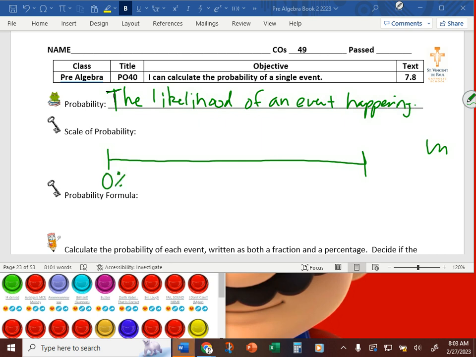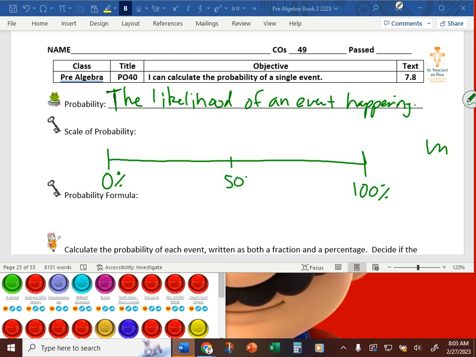I mean, if it absolutely will not, guaranteed to not happen, 0%. There are very few things in life that have a 0% chance of happening, but it's out there. And then if it's absolutely guaranteed to happen, no question, then it's 100%. There are also very few things in life that have 100% chance of happening, right? But it's out there. Everything else falls in between those two values.